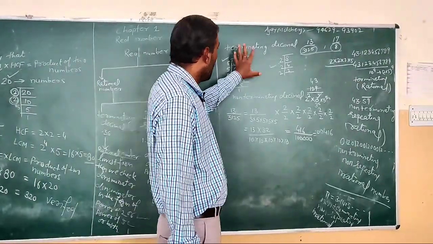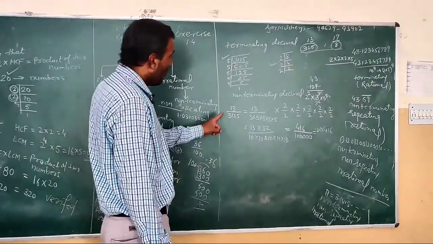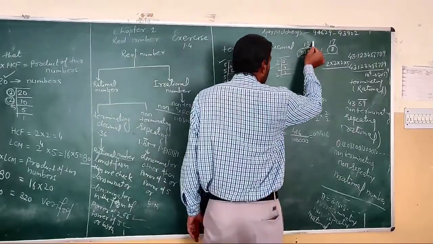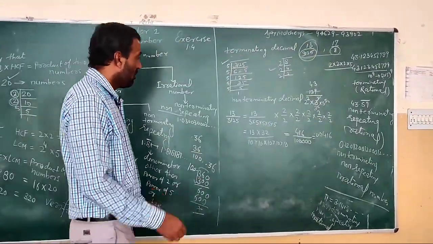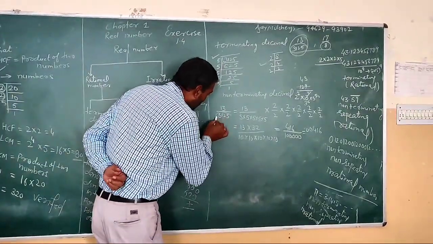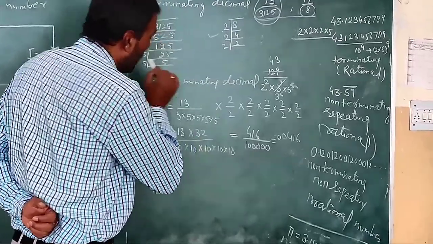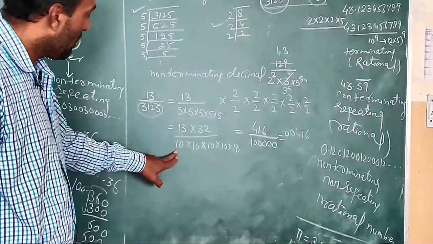Now look at this. Already I told you about terminating decimals, and here is an example we have already taken. Now, for this rational number, how can you change it into the decimal form? First of all, the factor of the denominator is there: 5 into 5 into 5 into 5 into 5. Now the denominator we will convert into the form of 10.